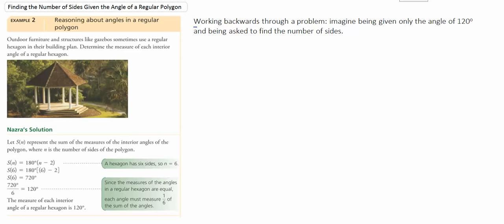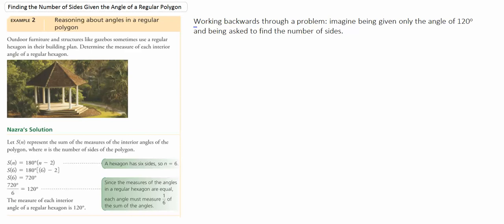So we are going to spend time looking at how we would work backwards through a problem. Imagine that, instead of being given the number of sides, as we were in example number 2, we were given only the angle, told that it was a regular polygon, and asked to determine the number of sides. We're going to use the example of how we calculated the angle as a way to work backward from the angle to the number of sides.